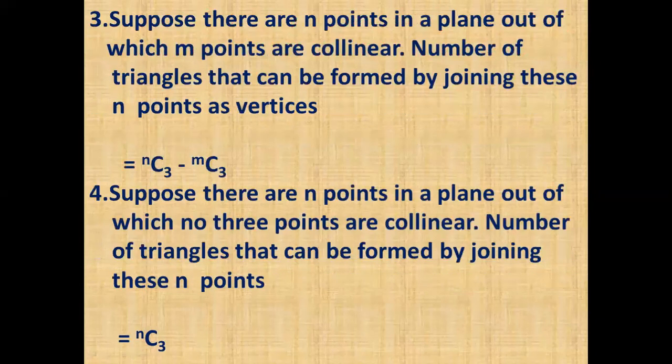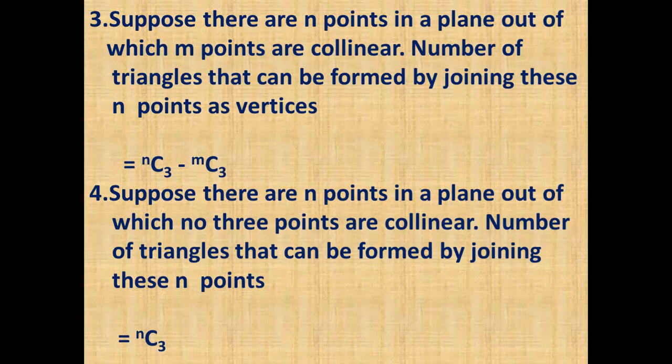Now the question is like this. Suppose there are n points in a plane out of which m points are collinear. Find the number of triangles that can be formed by joining these n points as vertices. See, the points are collinear, meaning they are lying on the same line. So we can't use them to make a triangle. So the answer would be nC3 minus mC3, because the m collinear points we have to subtract, as those points we are not using for making a triangle.